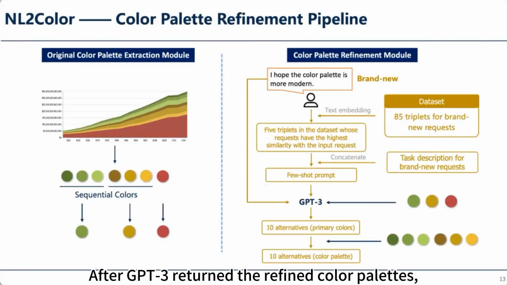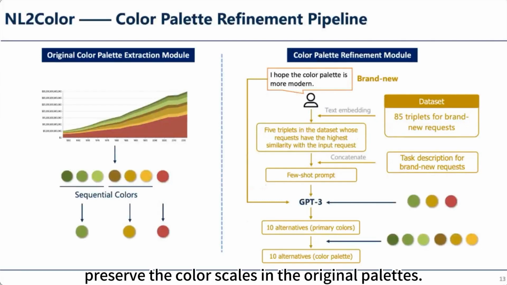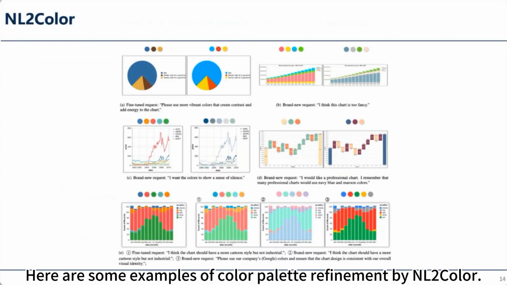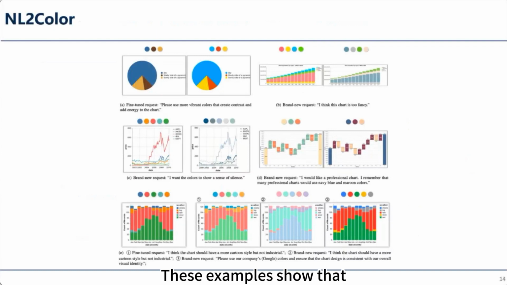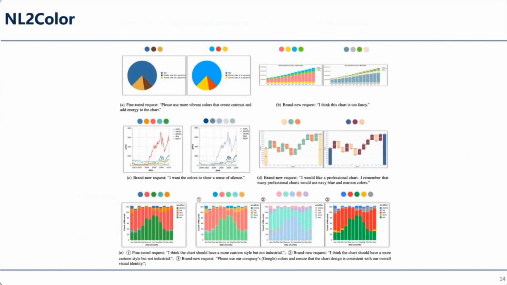After GPT-3 returned the refined color palettes, we extended the new primary colors in them into new sequential or divergent colors based on the original ones so that we could preserve the color scales in the original palettes. Here are some examples of color palettes refined by NL2Color. These examples show that NL2Color can handle the different types of color palette refinement requests.